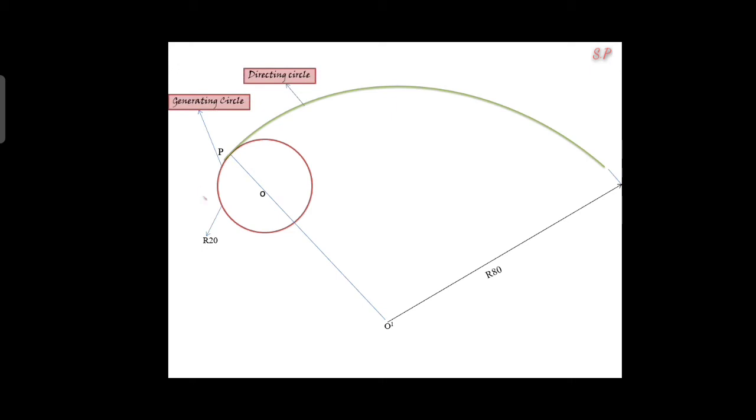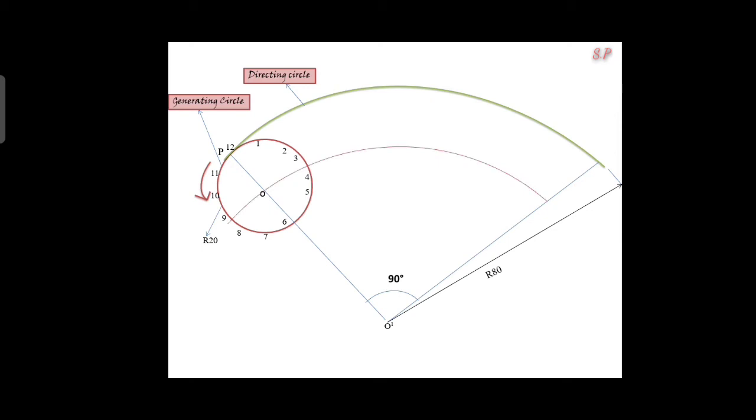Here the generating circle is rotating in the counterclockwise direction. Next, from the O dash O line you take a 90 degree angle and draw a radial line to the directing circle. Next we are going to divide the circle into 12 parts. I am dividing the circle into 12 parts. After dividing the circle, I am going to draw the locus of the center point O. So O dash is the center and O dash O is the radius. You draw the locus of the center arc.